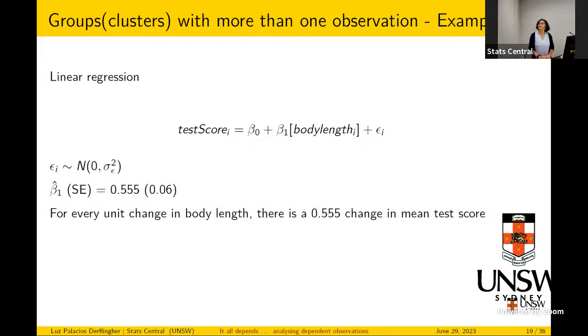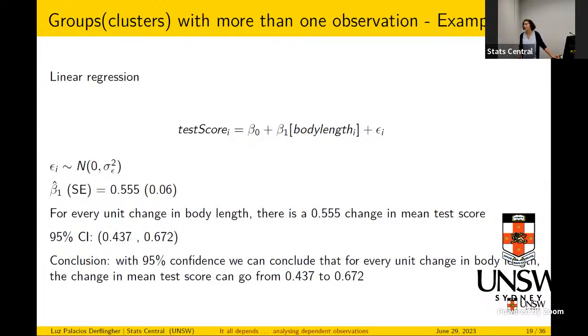So just with a point estimate, we can say that for every unit change in body length, there is an average of 0.55 change in test score. But also we have to check the confidence interval, right? When we're running a regression, we're also interested to see if 0 is in the confidence interval or not, to see if the slope is flat or not. Our confidence interval does not include 0. So we are 95% confident that it can go from 0.437 to 0.672.